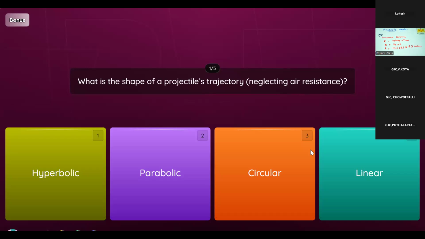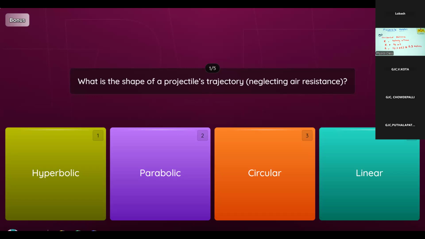Another question. Very, very easy question. What is the shape of the projectile's trajectory, neglecting air resistance? That path may be hyperbolic, parabolic, circular or linear. Which option is correct?